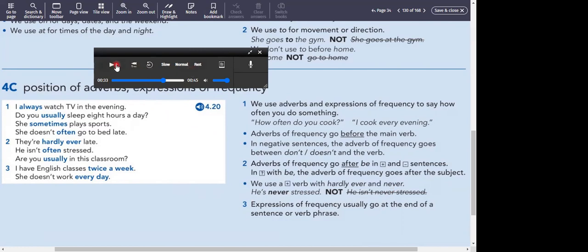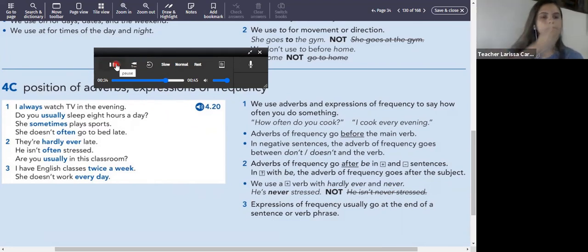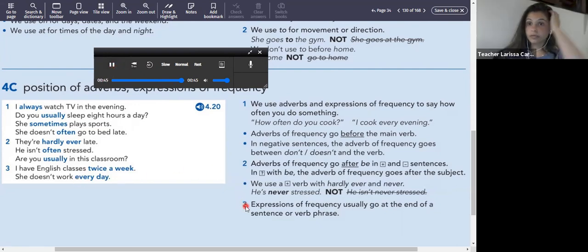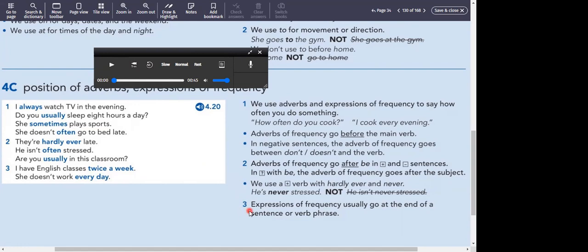Number 3. I have English classes twice a week. She doesn't work every day. Okay, so number 3, the rule is, please read for us: expressions of frequency usually go at the end of a sentence or verb phrase.